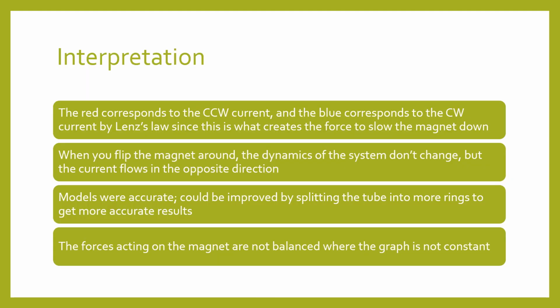Interpreting the results, it's important to know that the red corresponds to the counterclockwise current, while the blue corresponds to the clockwise current by Lenz's law. And this is what creates the force that slows down the magnet, which was the whole point of the experiment. When you flip the magnet around, the dynamics of the system don't change, but since the current flows in the opposite direction, we get a different time.